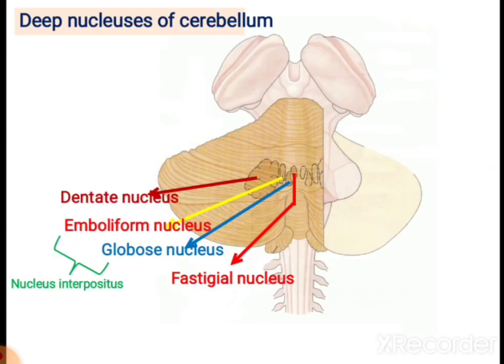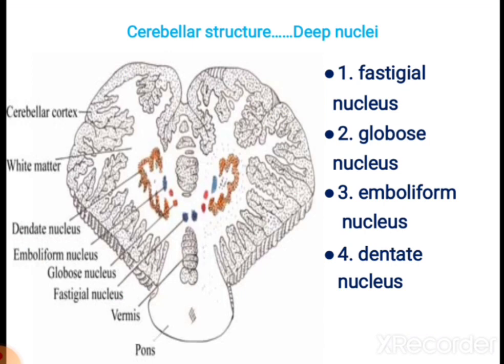Then the deep cerebellar nuclei in the cerebellum are, from medial to lateral side, fastigial, globose, emboliform, and dentate nucleus. So these are the four nuclei in the medulla.